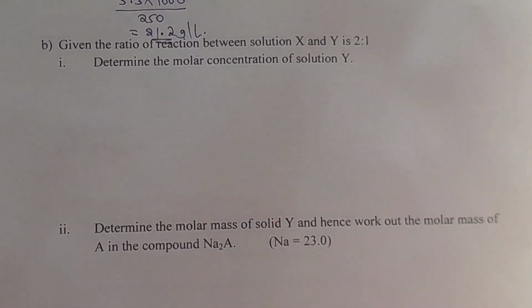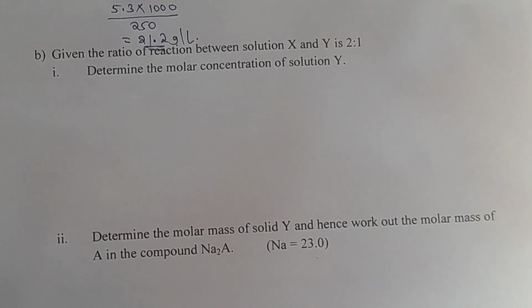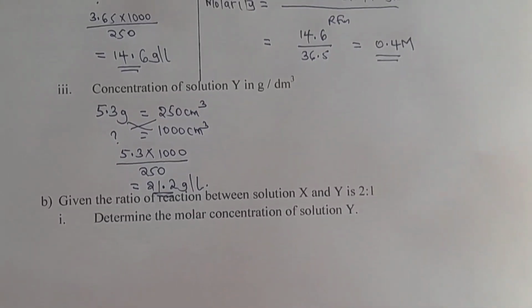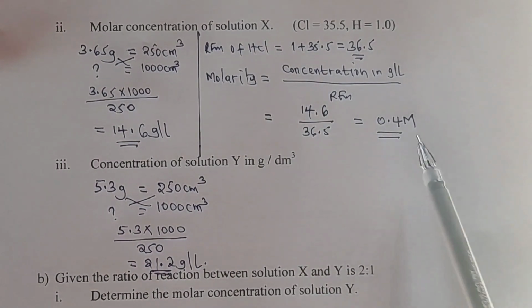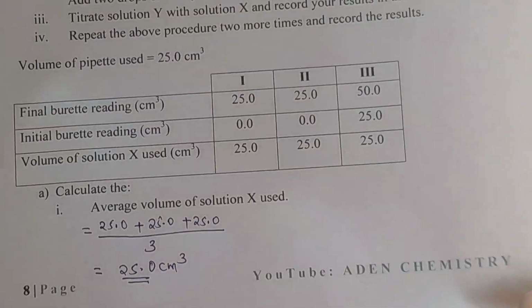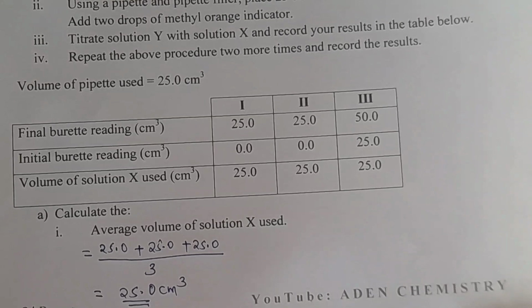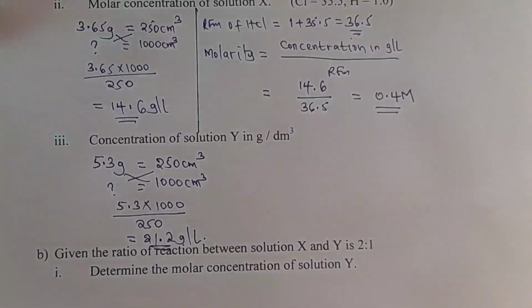So what information do we have on hydrochloric acid or that solution X? We have its molarity, because we have calculated the molarity of solution X here, and we have gotten 0.1 mole. And we have the volume of solution X as 25.0 in the average titer. So that means if we have the molarity and we have the volume of solution X, we can get the number of moles of solution X.